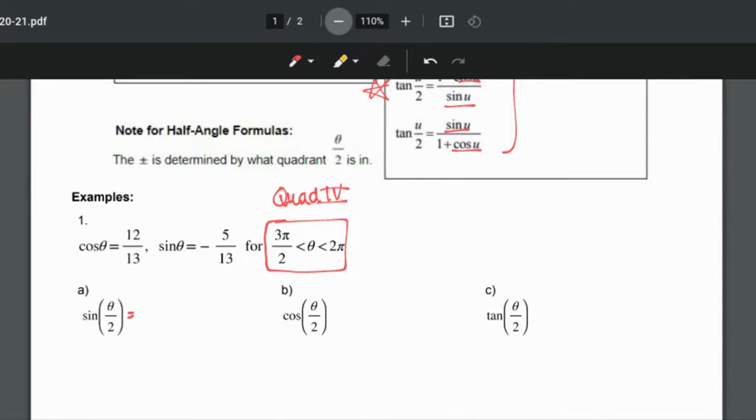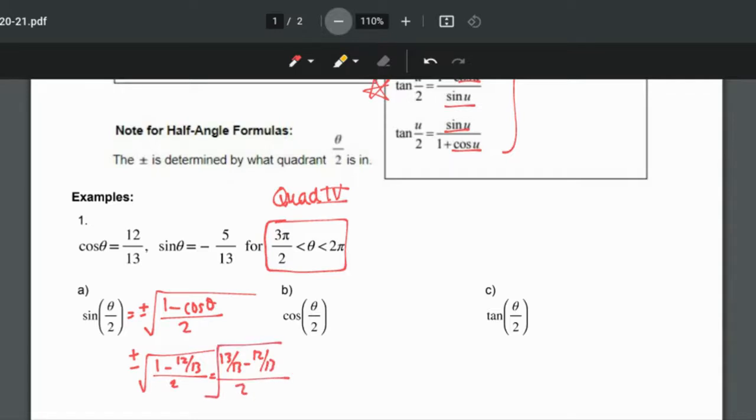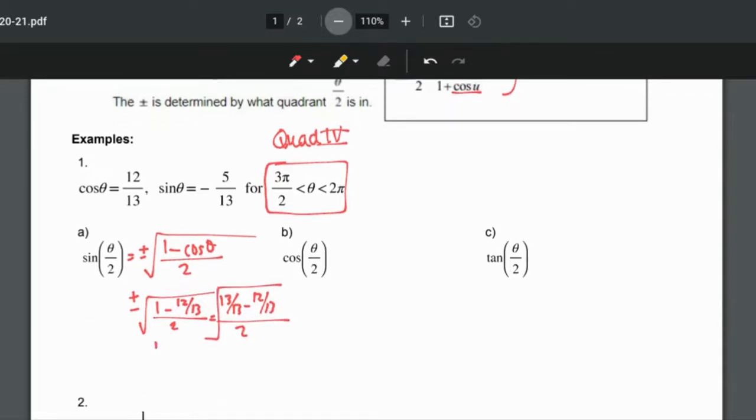So for part A, we're going to do plus or minus the square root of (1 minus cosine theta) over 2, and we're going to substitute in the information that we were provided with. So it's 1 minus 12 over 13, over 2, and 1 could be rewritten as 13 over 13, minus 12 over 13, over 2. So that would give us 1/13 over 2, which is 1 over 26. And since we want to rationalize the denominator, let's rewrite this as root 26 over 26.